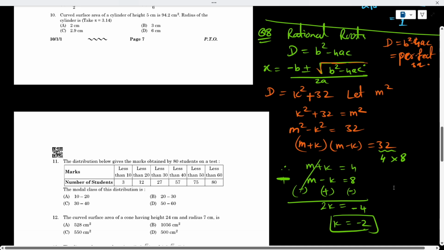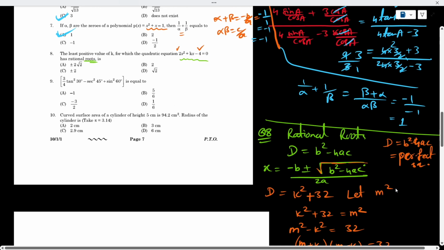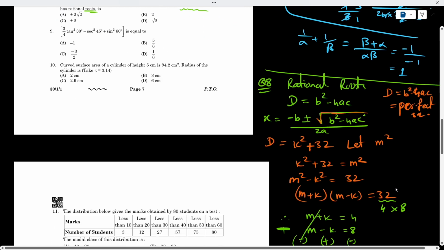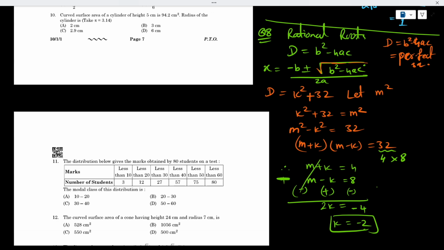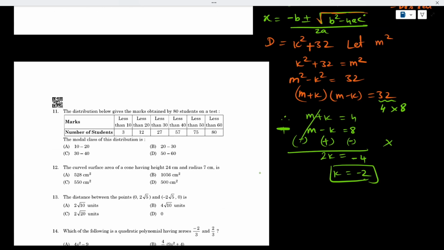So what is the right option here? But they are asking for the least positive value of k, and when I do this I am getting a negative value of k. So what can you do here? What is the other way you can do it? This is not possible, so what do I need to take? This is your case 1, because you don't know whether k will come out positive or negative.